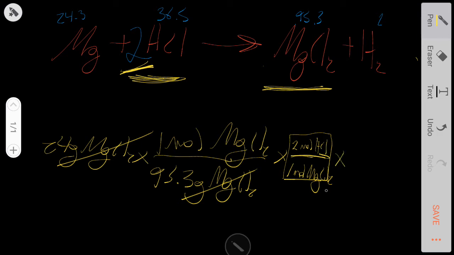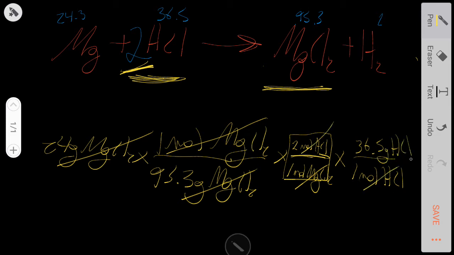So now moles of MgCl2 can cancel with mole MgCl2. I'm left with moles of HCl. And I want to convert that in my final step to grams. So in 1 mole of HCl, I have 36.5 grams. So now mole HCl can cancel with mole HCl. My final unit will be grams of HCl. So when I go to the store, I can say, hey, I need this many grams of hydrochloric acid. Do you have that in stock, sir or ma'am? It's a problem we all face.